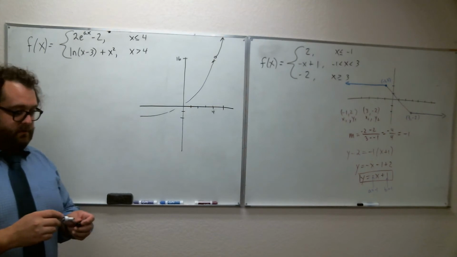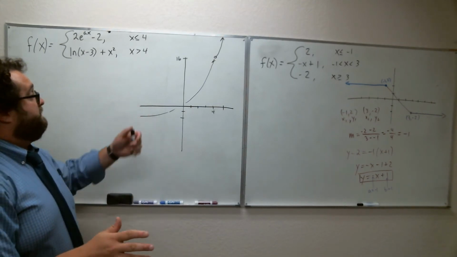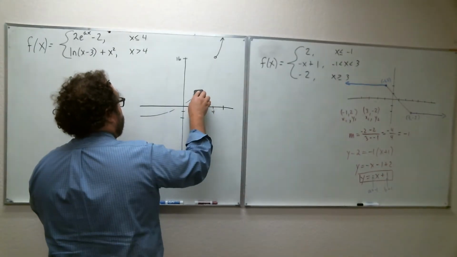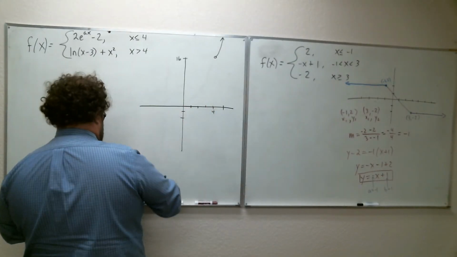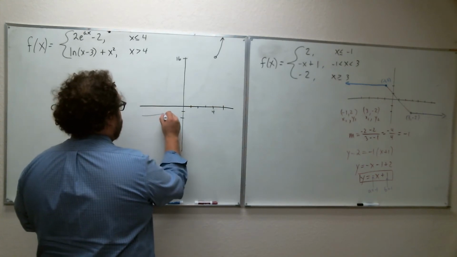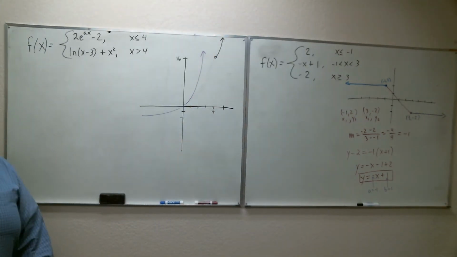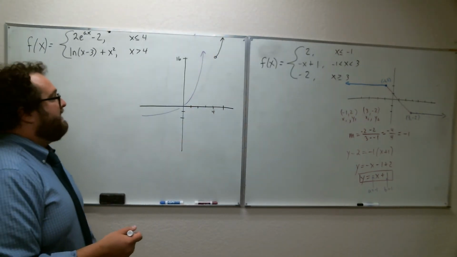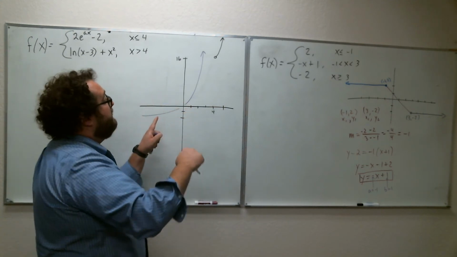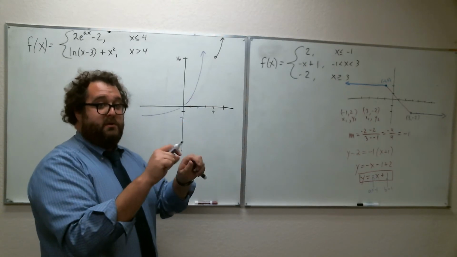We need to connect them. But if we just pick any old exponential function, they might miss. It might go like this, and so they miss each other. Okay? So we have to make sure that whatever exponential function we pick actually connects to that dot, so that there's no gaps, there's no holes or anything.